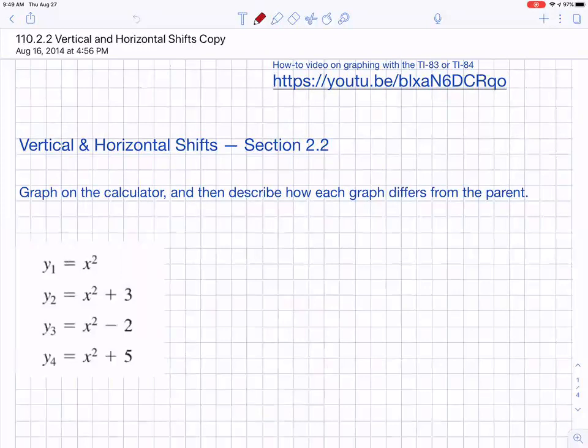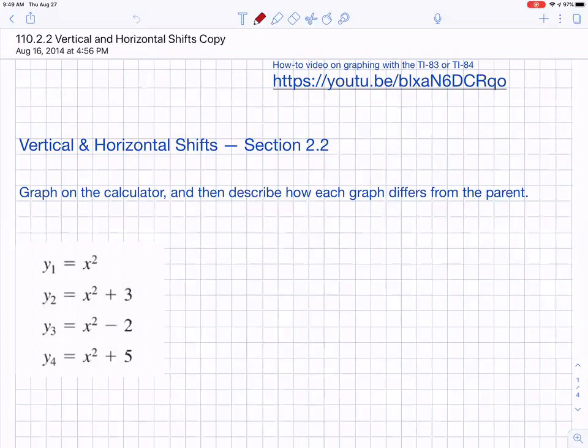Okay, so the whole goal here is that we're supposed to graph. Now, we already knew what the parent looked like, okay? Because we've already learned that. That was in section 2.1 in my library of functions.